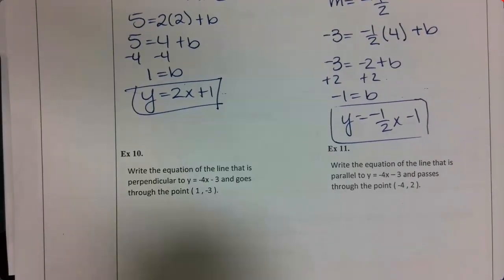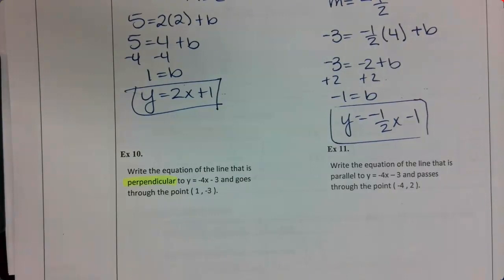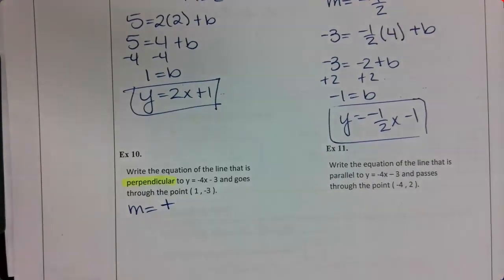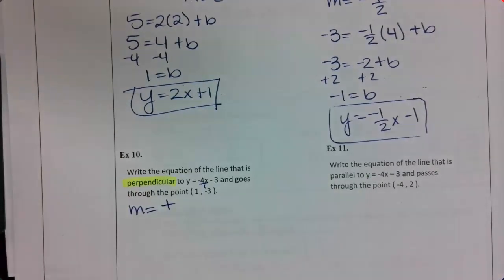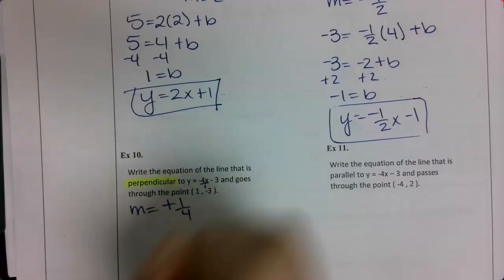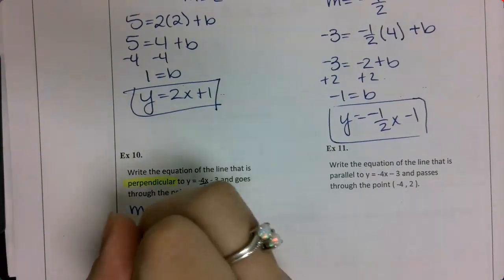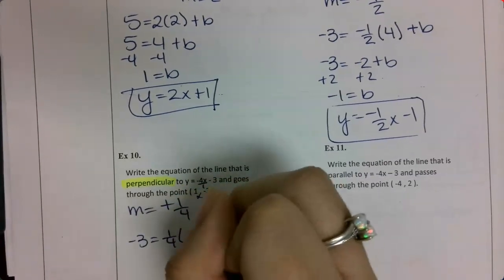Okay, number 10 says that it is going to be perpendicular. So that means my slope is going to be opposite the sign. So this one's going to be positive. And then when I go ahead and I flip the fraction, it's going to turn into 1/4. And then this point is my x, y. So I have negative 3 equals 1/4 times 1 plus b.